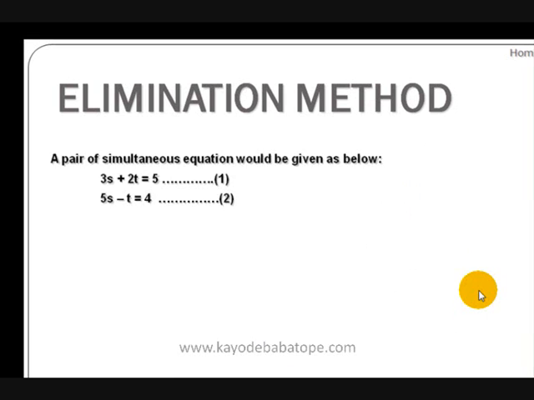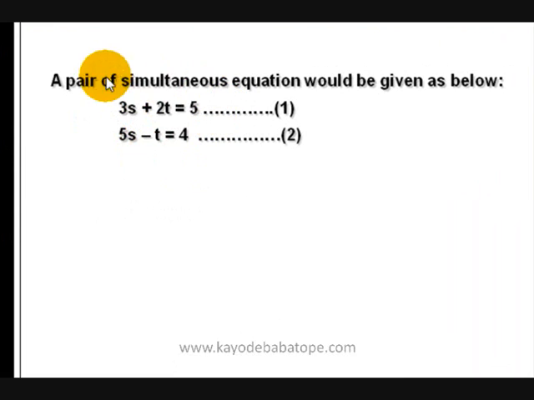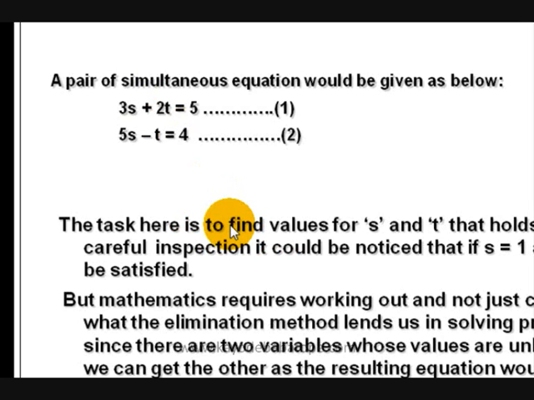Elimination method. A pair of simultaneous equations will be given as below. 3s plus 2t equals 5, equation 1. 5s minus t equals 4, equation 2. So we can see that each equation is linear and it contains two variables, s and t. We have been given two of them to solve simultaneously for the values of s and t.